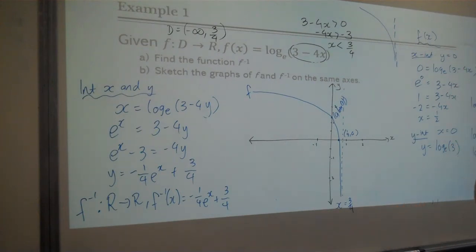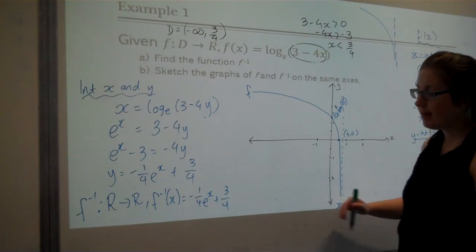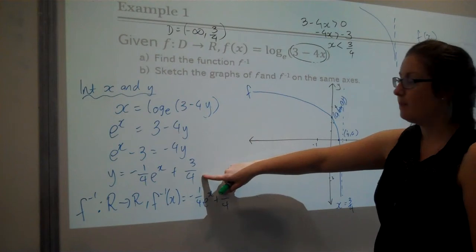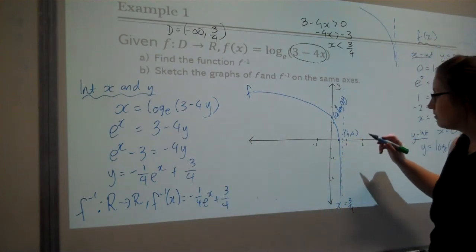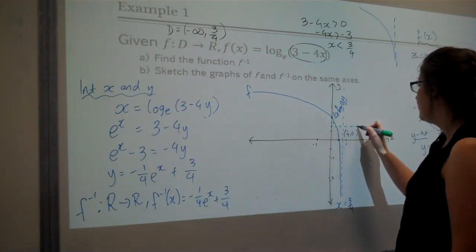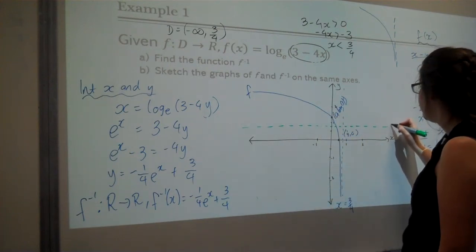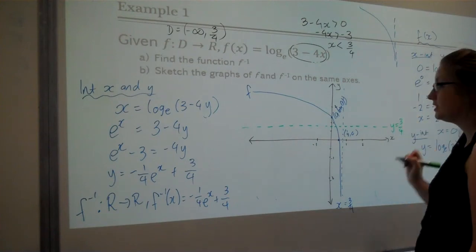We now need to sketch the inverse. So to sketch the inverse on the same axis as it says, we swap everything around. We did have a vertical asymptote at x equals 3/4. So for our inverse, we will have a horizontal asymptote at y equals 3/4. And that makes sense as well. Looking at our exponential equation, it's been translated up 3/4. So 3/4 will be here. And we get the equation y equals 3/4.